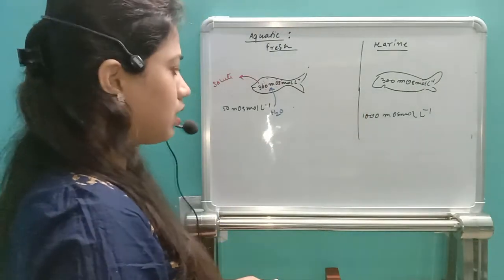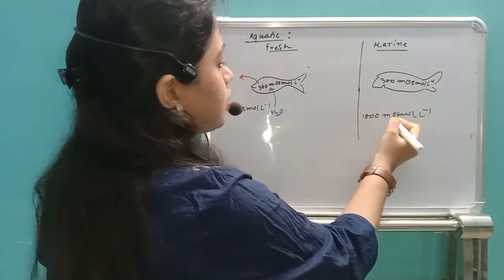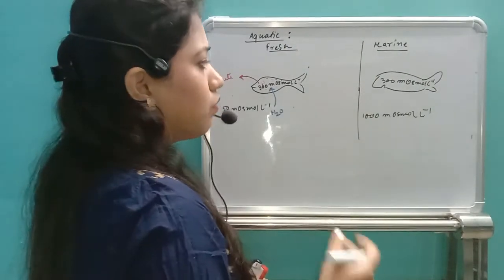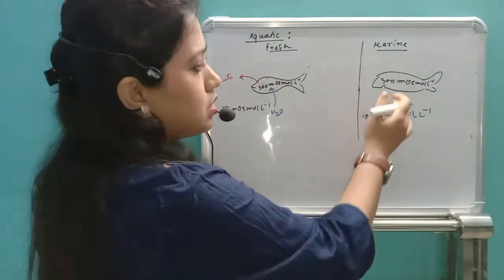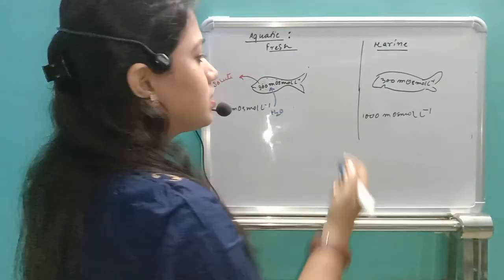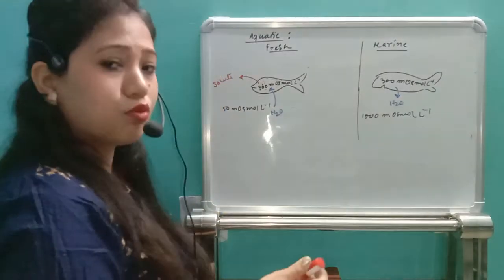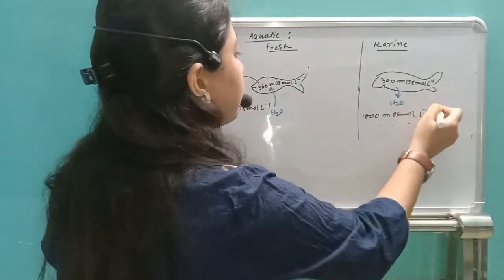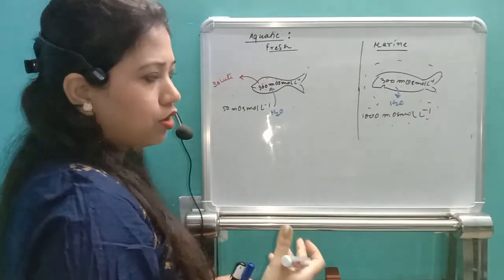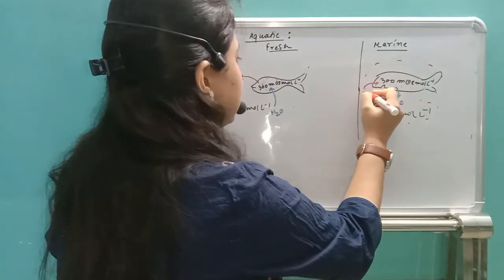Now in the marine condition, what will happen? In the water the solute concentration is high, and inside their body the solute concentration is low. Compared to the environment, inside the body of this organism the water, the solvent, is more, so water will tend to move outside. And the solute concentration is more outside, so the salts, the different ions, will try to enter inside their body, because comparatively the solute concentration inside the body is less.